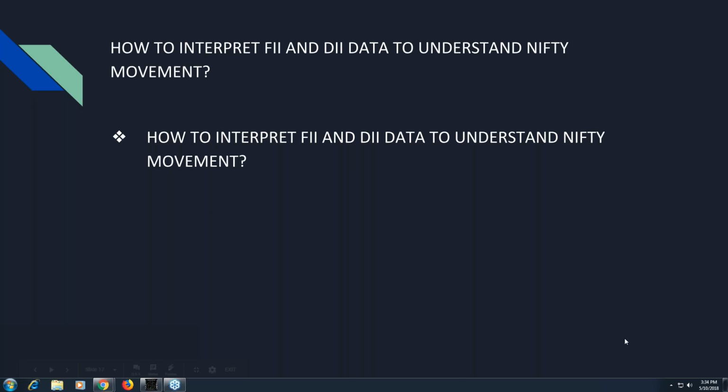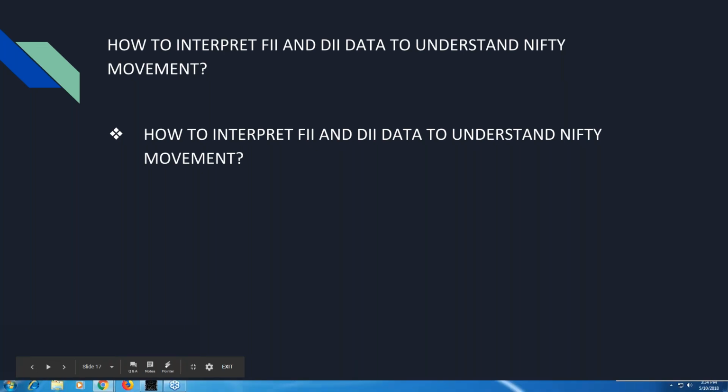So hi, we're starting with the next topic, which is how to interpret FII and DII data to understand Nifty movement. We're going to understand the Nifty movement and the stocks movement, both. So to begin with, first we will understand how we interpret the data based on what will be the movement of the Nifty based on the FII and DII data. So for that, what do we do?